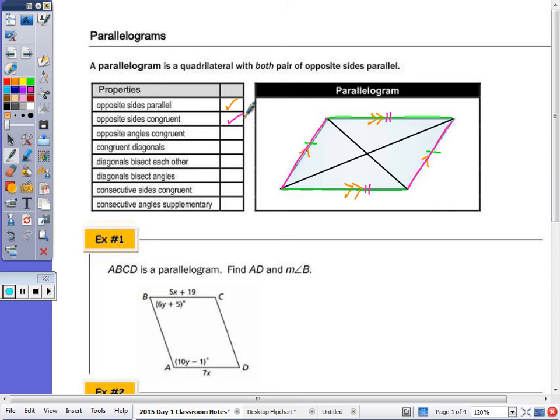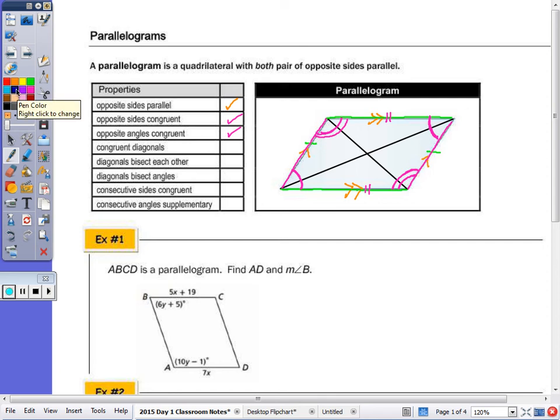The next one says opposite angles are congruent. So are opposite angles congruent? Look at your warm-up sheet, number one. With that quadrilateral formed by the intersection of two sets of parallel lines, were your opposite angles congruent? So was 1 congruent to 3 and 2 congruent to 4? Yes. So opposite angles are congruent. So that means this angle here is congruent to this angle here, and then this angle is congruent to this angle.